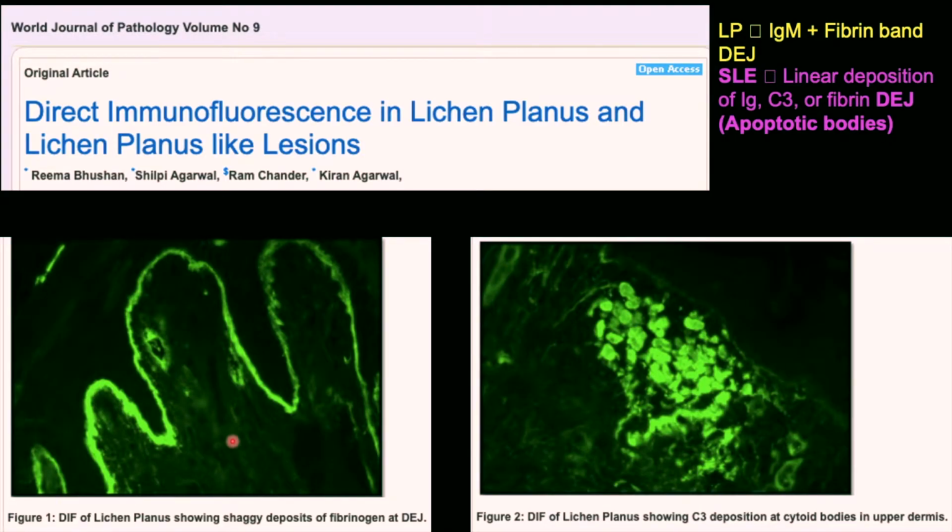On DIF, direct immunofluorescence, usually the most important differential diagnosis, especially on the scalp, is SLE, and DIF usually helps with those differences. In LP, usually we see IgM and a fibrin band at the dermal epidermal junction. In SLE, we see linear deposition of immunoglobulin and C3, but if you go on high power, you will see it as a granular or punctate pattern instead of a straight line, especially in the apoptotic bodies.